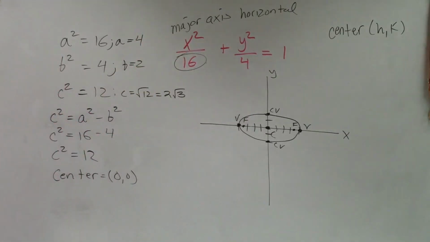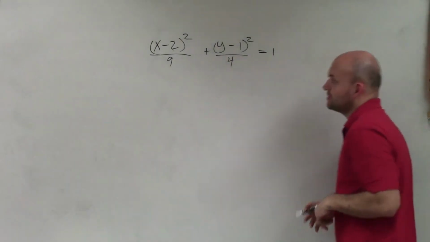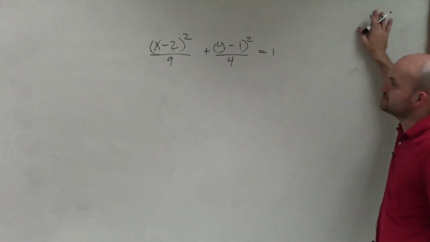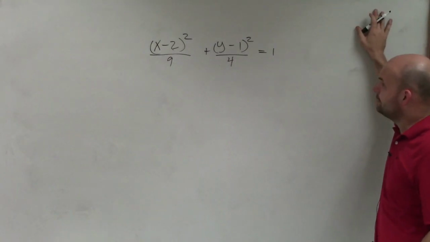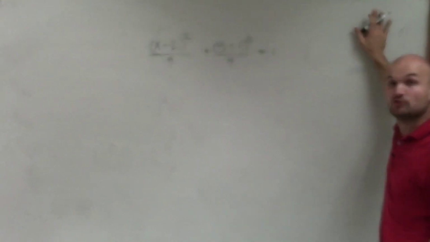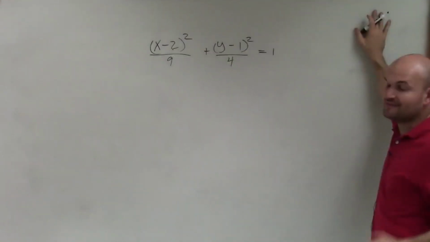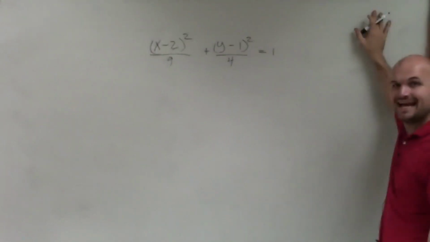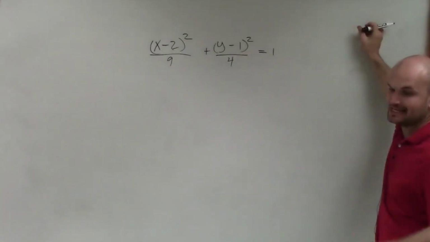All right, so what I have here is (x - 2) squared divided by 9 plus (y - 1) squared divided by 4 equals 1. And what we want to do is be able to graph this ellipse, as well as identify the center, the vertices, co-vertices, and foci. So the first thing I want to do is identify my a squared, my b squared, and my c squared.